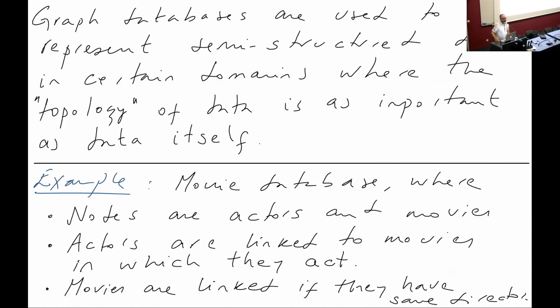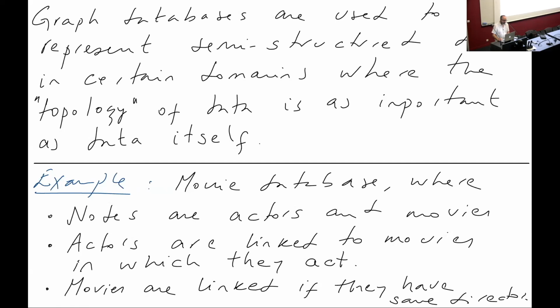So why are graph databases important? Graph databases are used in applications to represent semi-structured data. They are important in domains where the topology of the data, that is, how the data is interconnected, is as important as the data itself. If you have a domain in which this is the case, then perhaps a graph database model will be useful for you. An example is a movie database, right?